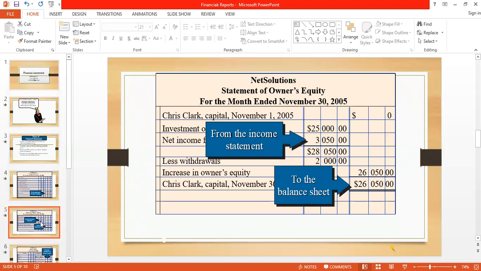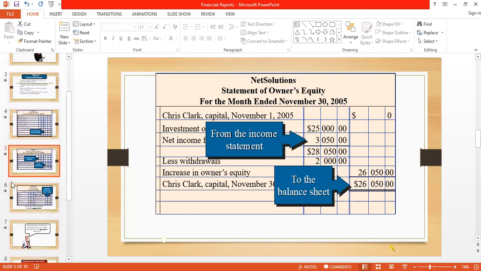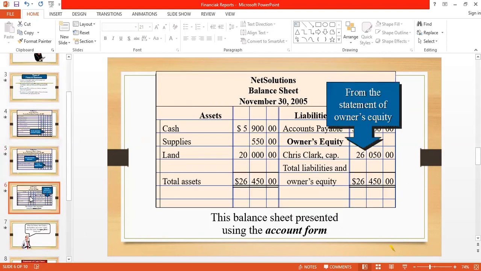If there is any withdrawal from the owner's side for personal use, which is normally termed drawings, it is also deducted from the owner's equity. Any additional investment by the owner is added, and the result will be the closing balance of the owner's equity.